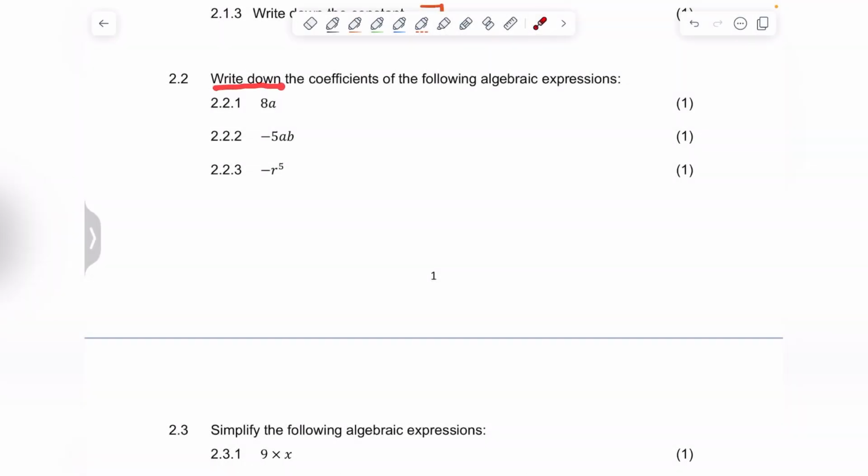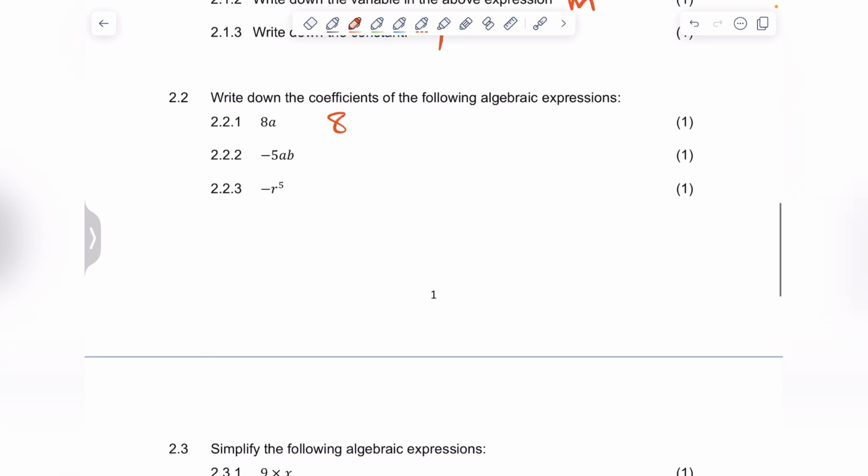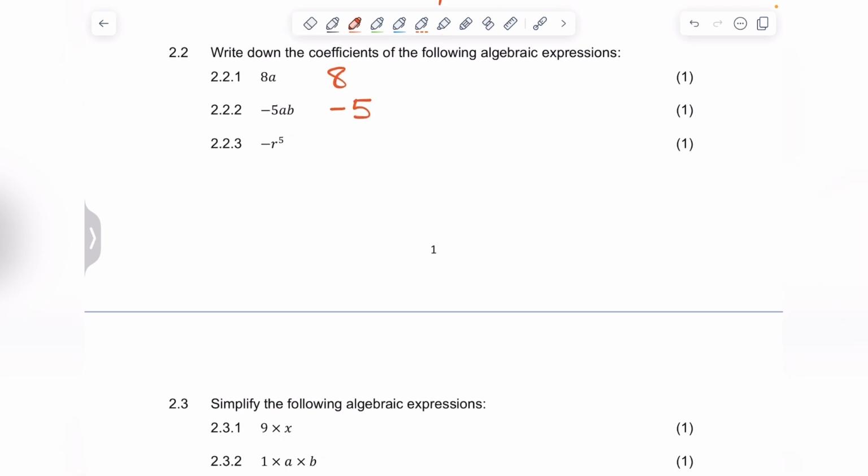2.2, write down the coefficients of the following algebraic expressions. So the coefficient is the number that's being multiplied by the variable. Okay, so this is fairly easy to spot here. For the first one, my coefficient is 8. 8 is being multiplied by the variable a. In my second one, 2.2.2, the coefficient is -5. Okay, again, the number that's multiplied by the variable or variables.